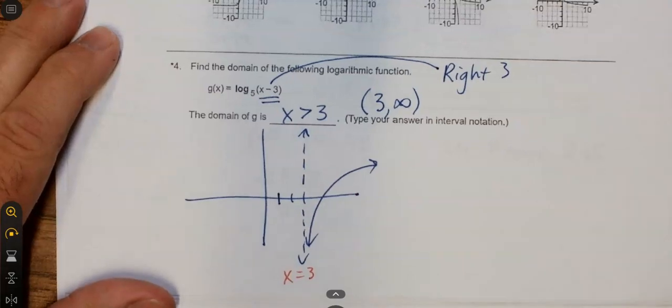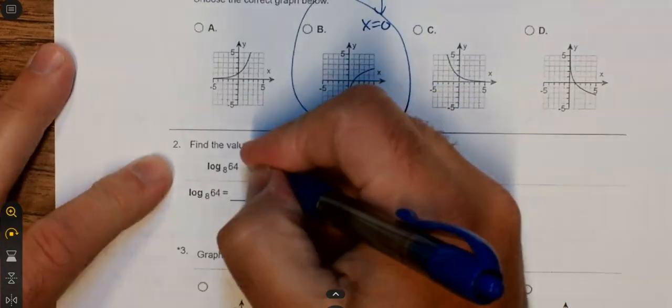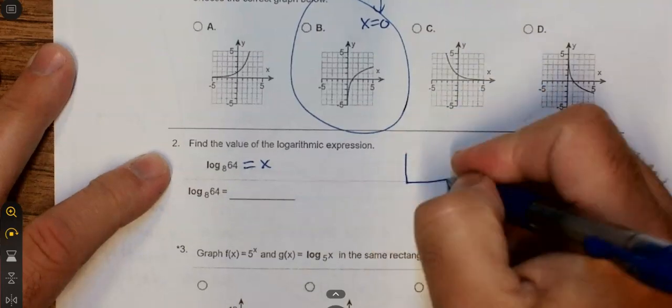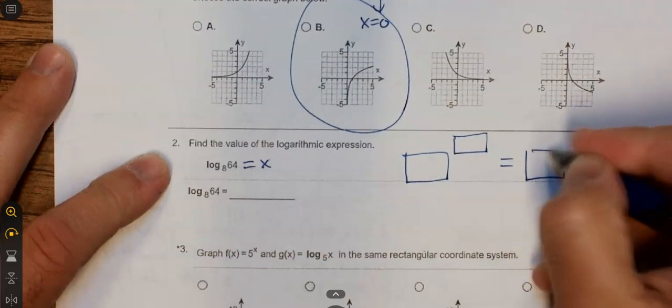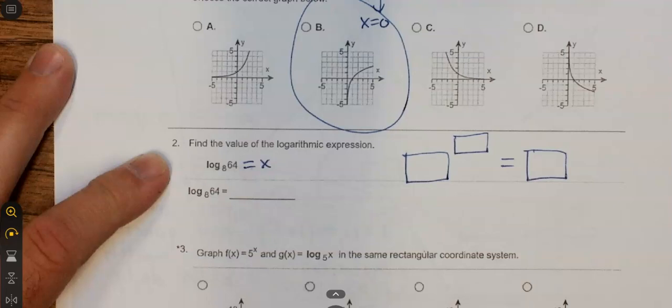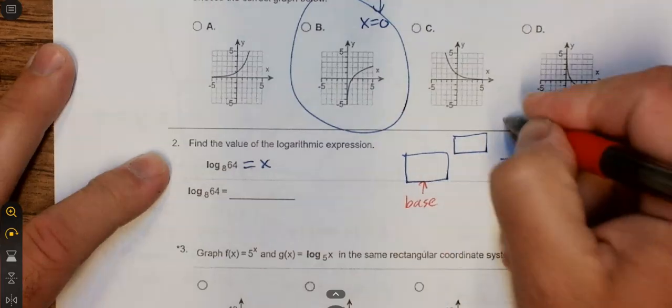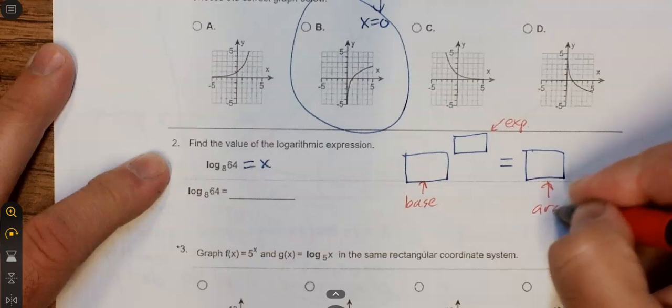Alright, let's go back to question 2. We said that if we want to change this to a different form, like its exponential form, we would have to set it equal to x. And then every time we did this, at least for a while at the beginning, I drew boxes. And then we had to figure out what went where. So of course, we know the base is going to go here. We know the exponent is going to go there. And that leaves one box left, which will be called the argument.